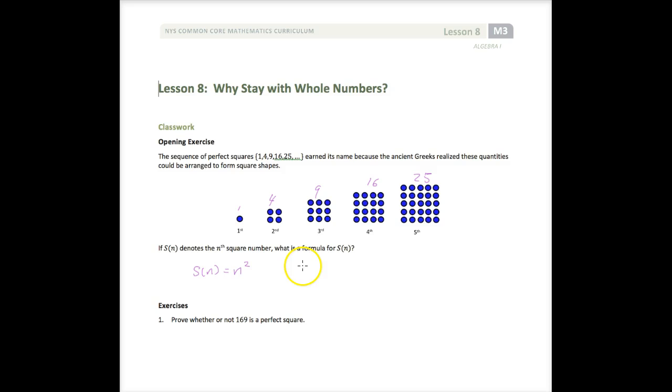What do you think the S of 50 would be? And if you wrote 50 squared, and you got yourself 2500, you were right. Could we figure out what the S of 0 is?